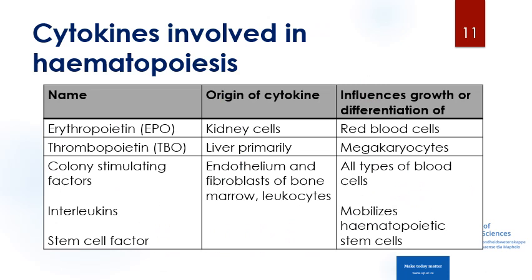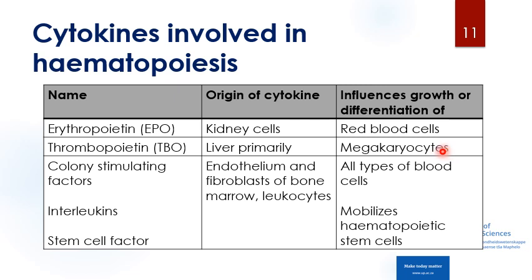So let's take a look at some of these important factors in the stimulation of your blood cell production. So for your red blood cells, EPO or erythropoietin is the most important factor in the production of your red blood cells. EPO is produced by your kidney cells and it stimulates the production of more red blood cells. Then you have thrombopoietin or TPO, which is mostly produced in the liver, and it stimulates the production of your megakaryocytes, and that will lead to the production of more blood platelets.